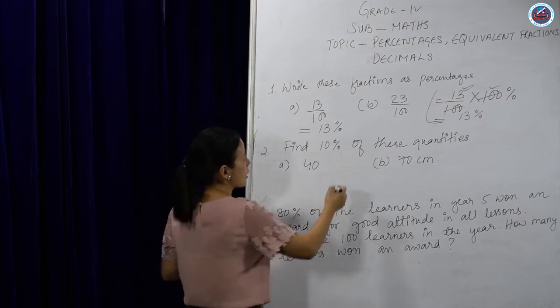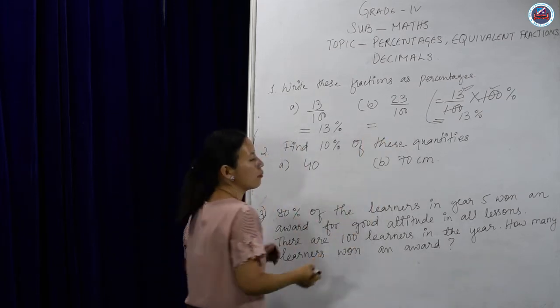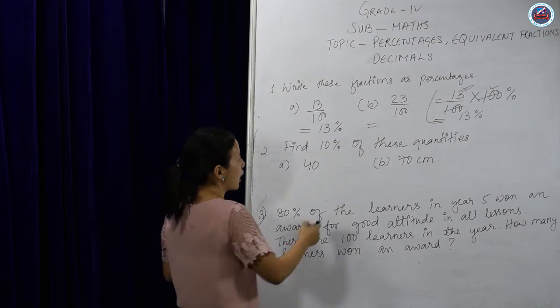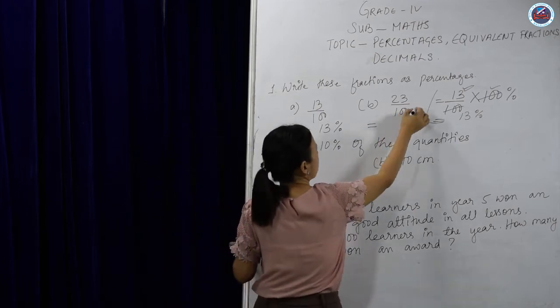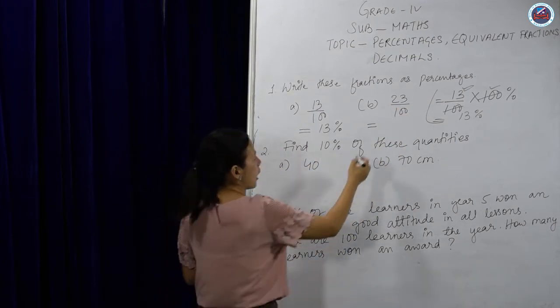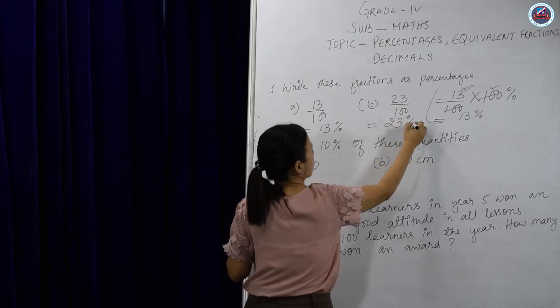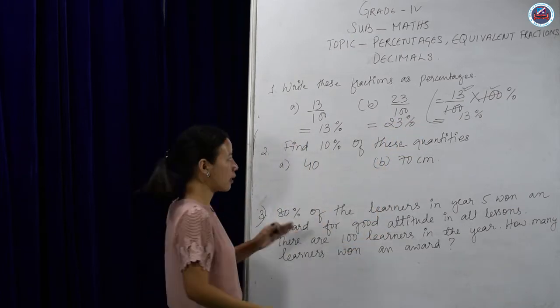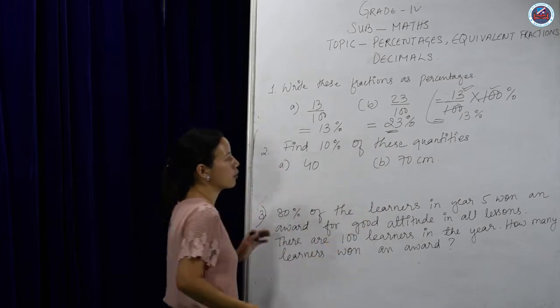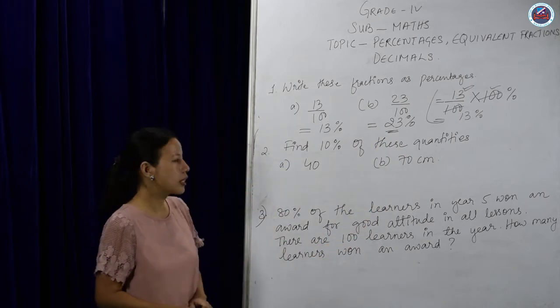Now the second number also has the bottom number as 100. So know that in a fraction, if the bottom number is 100, we can change it as 23%. When we change it into percent, we can straight away write the number and put the percent sign.